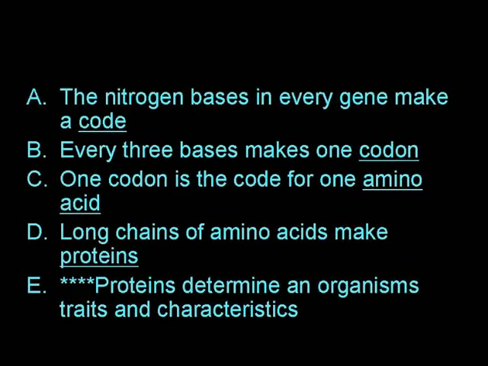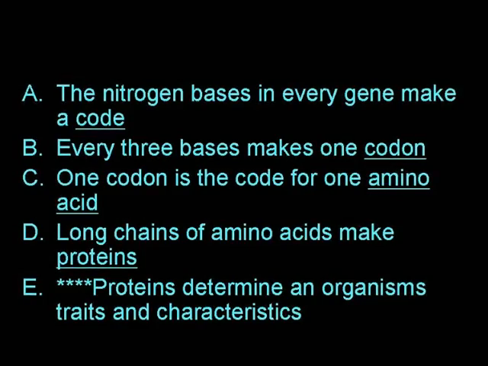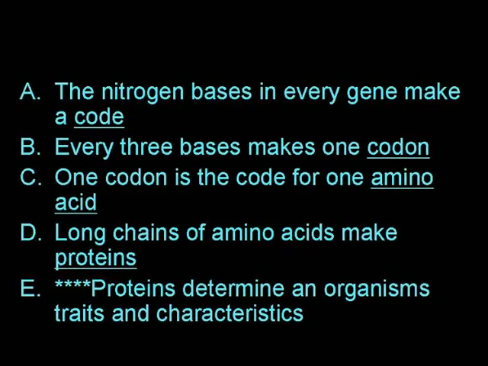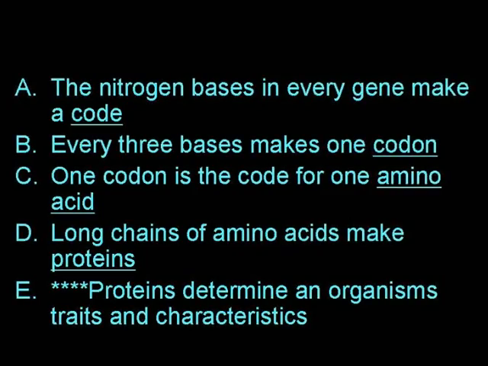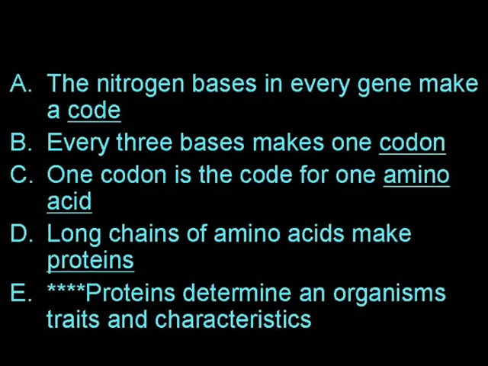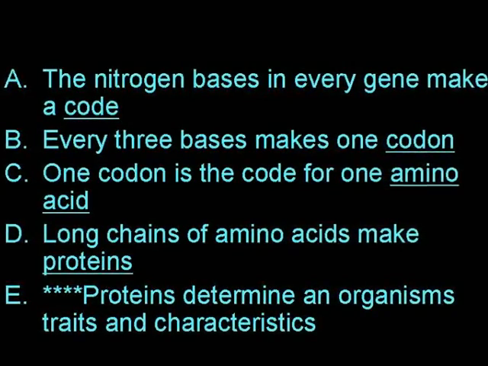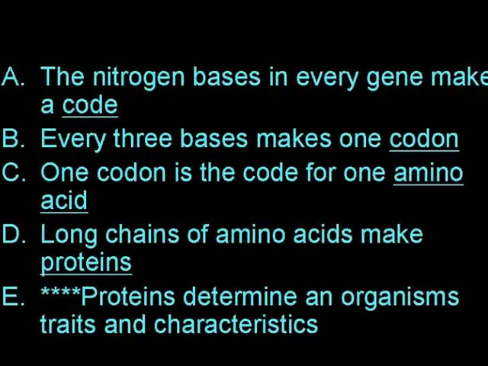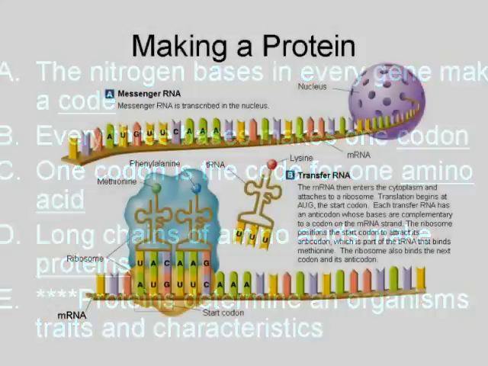The nitrogen bases in every gene make a code. Every 3 bases makes one codon. One codon is the code for one amino acid. Long chains of amino acids make proteins. Proteins determine an organism's traits and characteristics. They also play a vital role in the activities of all cells.